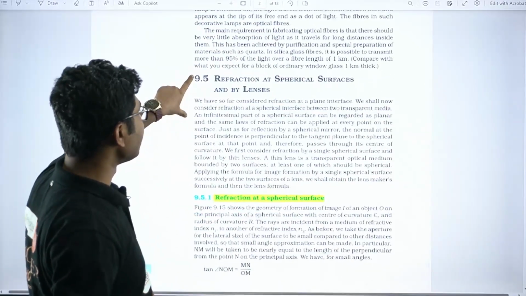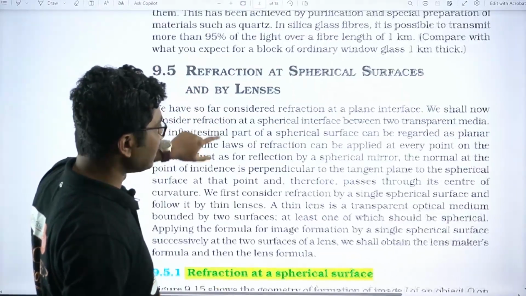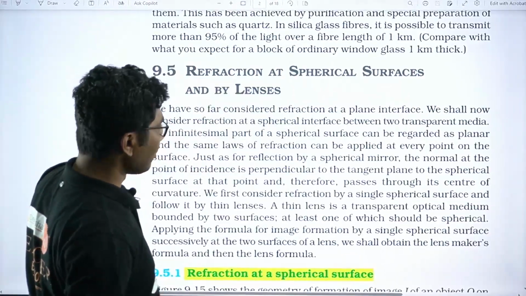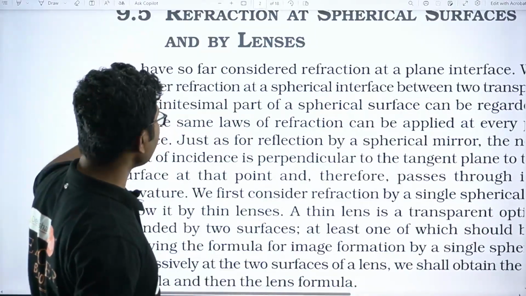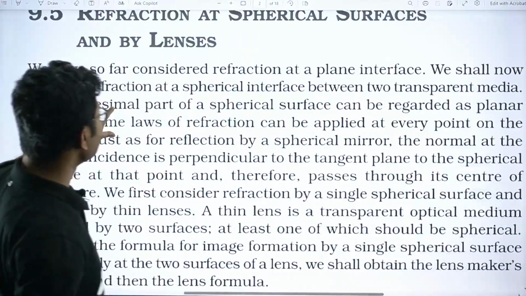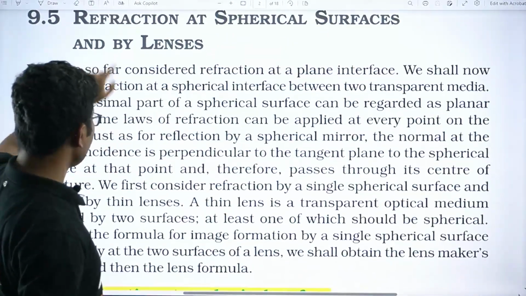Now we are going to discuss refraction at spherical surfaces and lenses. So this will be our topic, and along with that we will also discuss the optical instruments. So be with us till we complete this chapter. This will be the last part of this chapter, so we will quickly complete it.